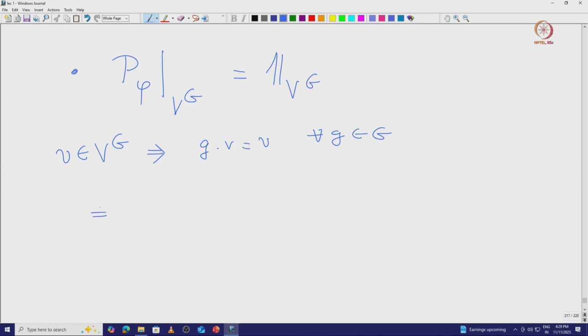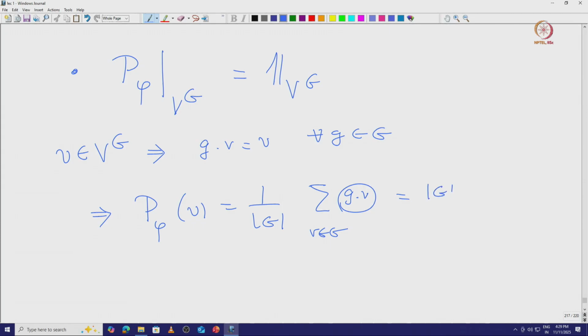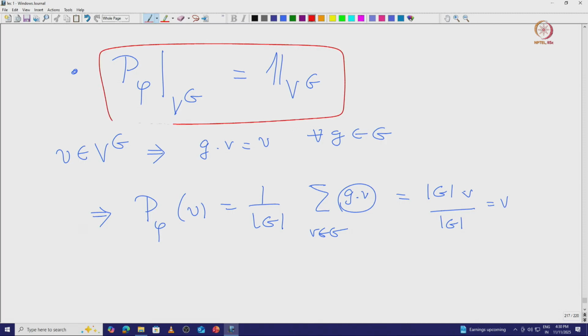So, then that means if you look at the image of this P on this v, it is going to be the average sum, summation of g dot v, g in G. Since each individual g dot v is v, all we get is the cardinality of G times v divided by the cardinality of G, which is exactly v. So, this proves that the map that we defined, restricted to V^G, is nothing but the identity map.